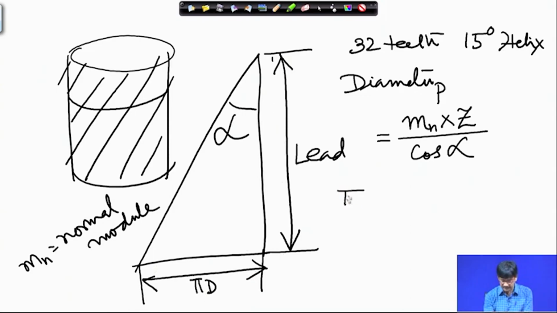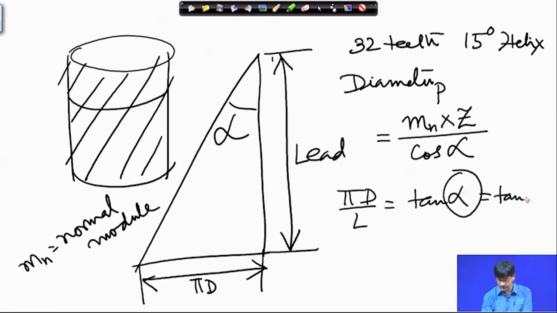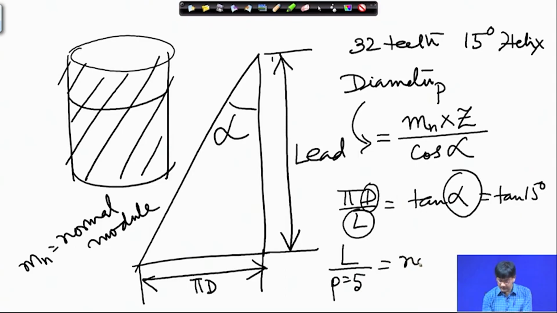Pi d by L is equal to tan alpha. So, we know alpha, so we can put it here, and it becomes known to us: tan 15 degrees, and d has been calculated just now. And therefore, you can easily find out L. Once you find out L, you can divide this by the pitch, equal to 5 millimeters, to find out the number of rotations of the lead screw.